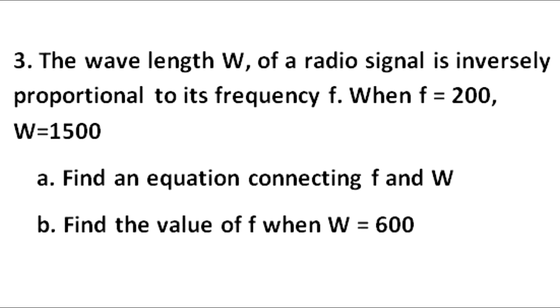Third question. The wavelength W of a radio signal is inversely proportional to its frequency f. When f equal to 200, W equal to 1500. A. Find an equation connecting f and W. B. Find the value of f when W equal to 600.